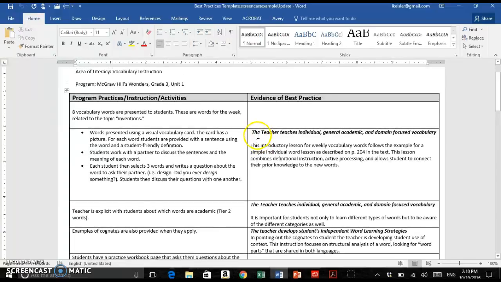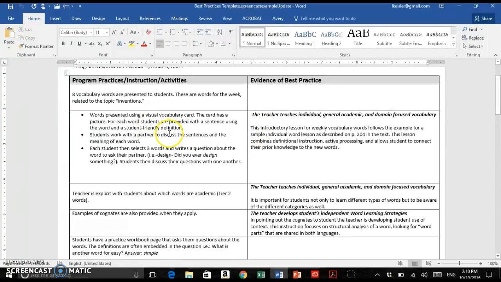And you'll see right here for that first activity, the teacher teaches individual, general academic, and domain-focused vocabulary. So in my chapter, when they talked about teaching individual words, this is one of the practices they described. They described that for teaching individual words, the teacher would teach individual, general academic, or domain-focused vocabulary, and then they gave me ideas of what that might look like.